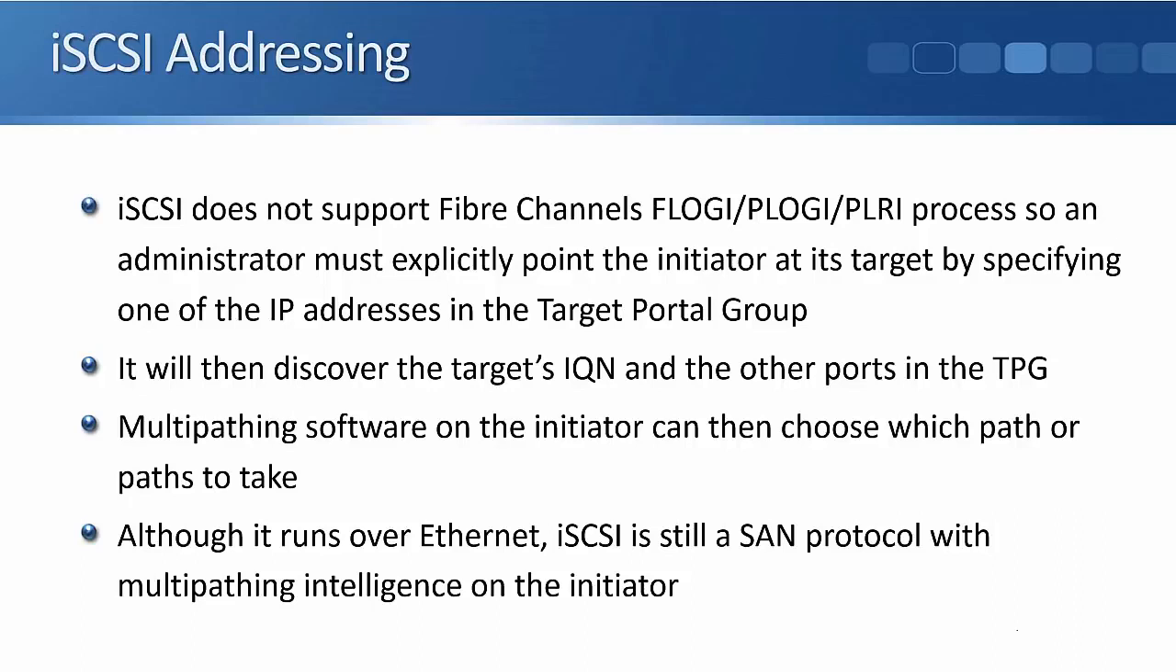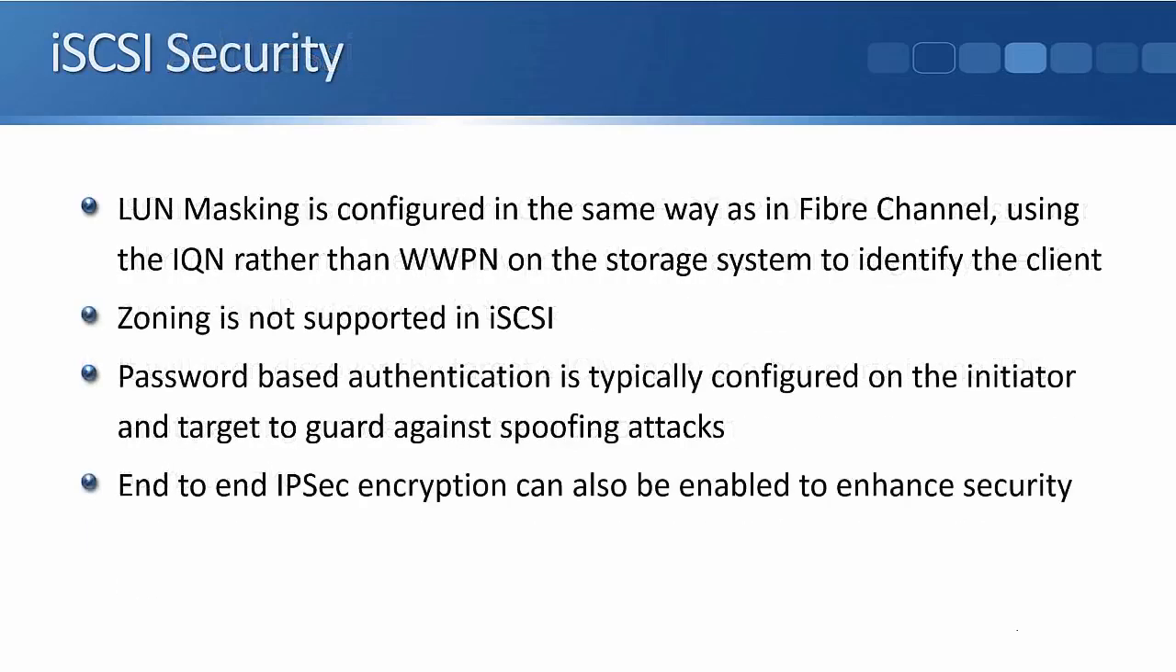So multipathing in iSCSI works the same as multipathing in Fibre Channel. Although it runs over Ethernet, iSCSI is still a SAN protocol with multipathing intelligence on the initiator. LUN masking is also configured in the same way as in Fibre Channel, this time using the IQN rather than the WWPN on the storage system to identify the client. Zoning is not supported in iSCSI on our switches. Password-based authentication is typically configured on the initiator and target to guard against spoofing attacks, and end-to-end IPsec encryption can also be enabled if you need to enhance security further.